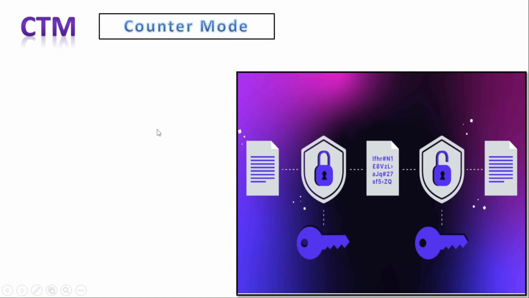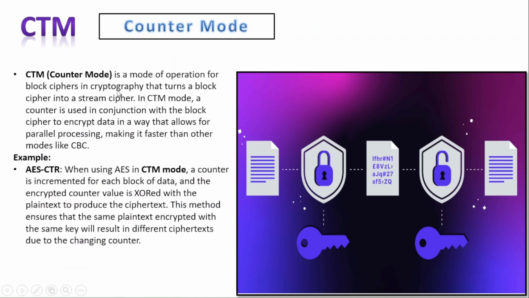CTM, that is Counter Mode. So CTM, counter mode, is a mode of operation for block ciphers in cryptography that turns a block cipher into a stream cipher. In CTM mode, a counter is used in conjunction with the block cipher to encrypt data in a way that allows for parallel processing, making it faster than other modes like CBC.